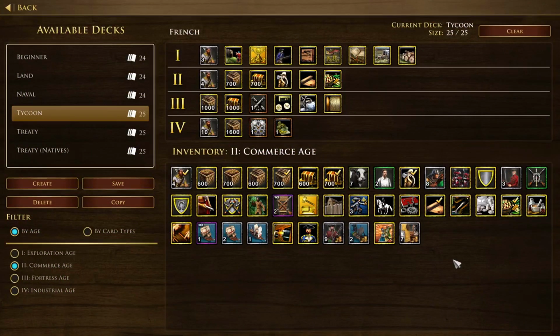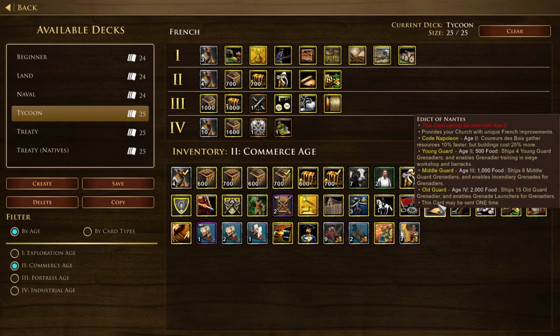What the mod does is add to the description of these various unique church cards what the different technologies are. For example, here's the Edict of Nantes for France, and we can actually see now the 4 unique technologies that this card activates. It includes the various requirements. When does this card become available? If there's a cost associated with the card, what is that cost? And then, of course, what does the technology actually do? A brief description of what the technology does.